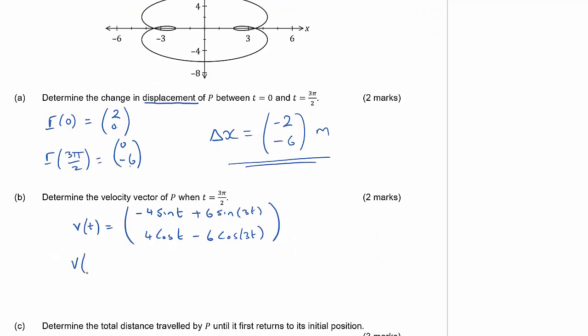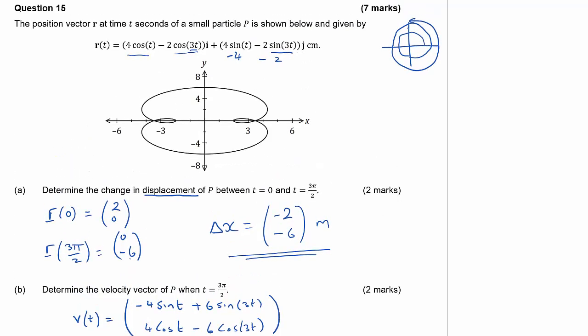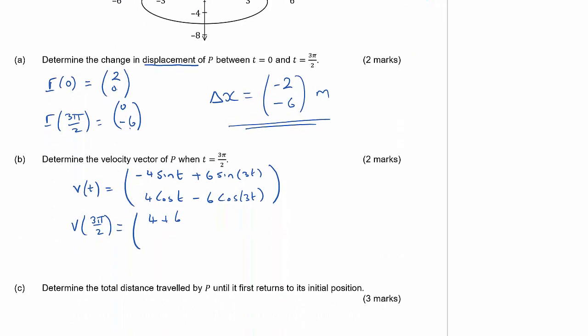So v of 3 pi by 2 is going to be negative 4 sine 3 pi by 2, so that's negative 4 times negative 1, so that's going to be 4, and plus 6, because 3t, we discussed that up here. And for the cosine, they're both going to be negative, so that's going to be 0. So that is just going to be (10, 0) meters per second.